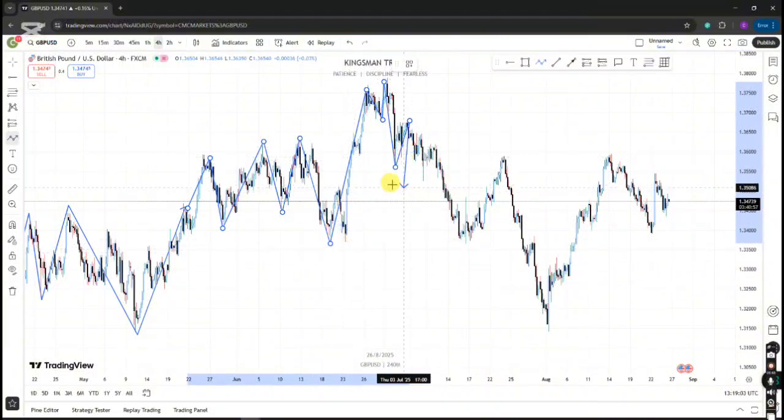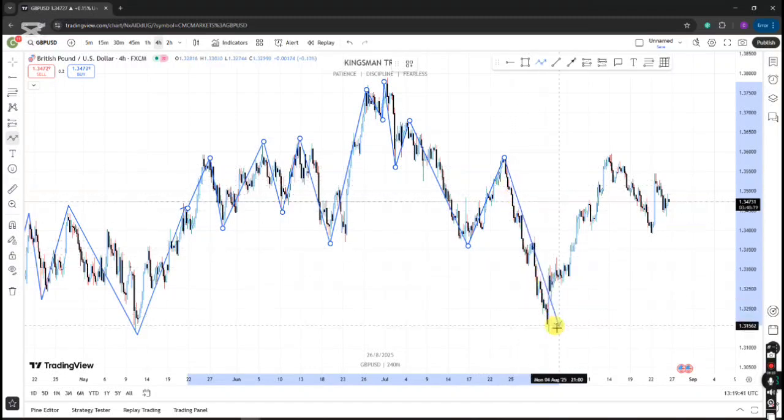Because the protected level is not broken, this is not valid, because price can still tap into our unmitigated zone around any point here and then still create another new high. So after this, price went back down here, and I think it was at this point that price broke this protected level and then gave us this failure swing. Why this is called a failure swing is because it failed to create another new high, but because of this failure swing, it created another lower low.